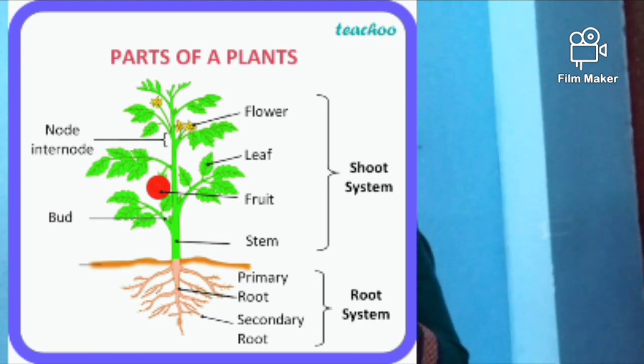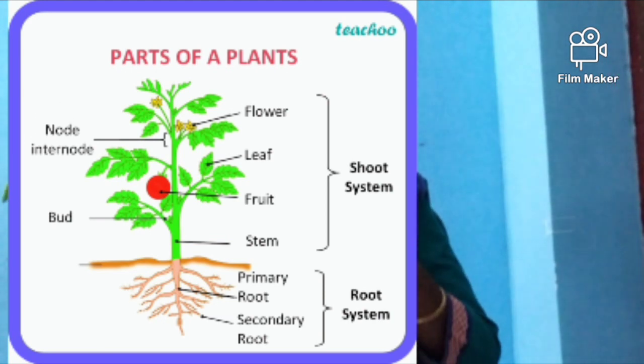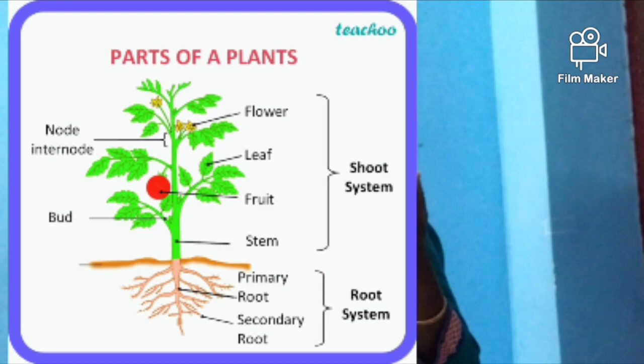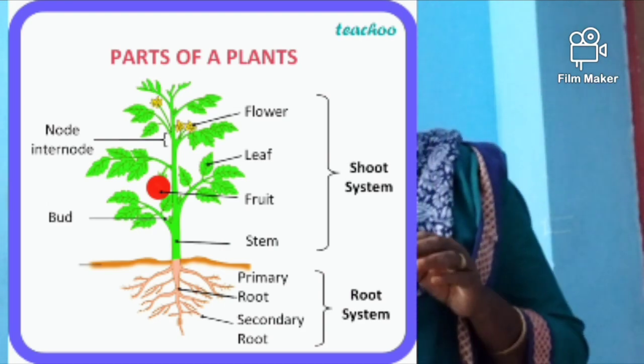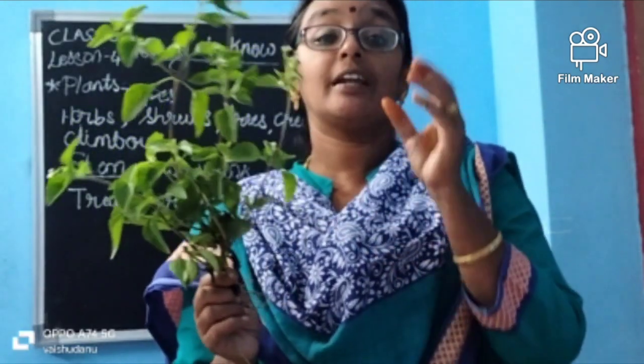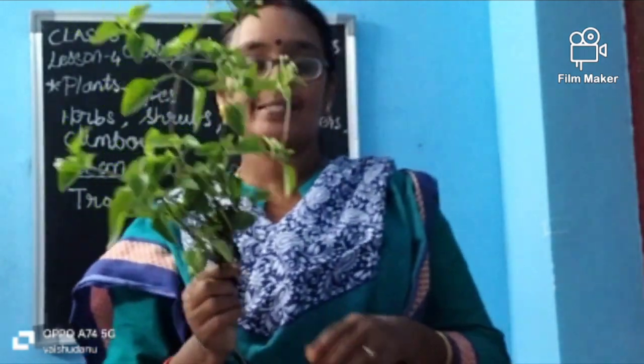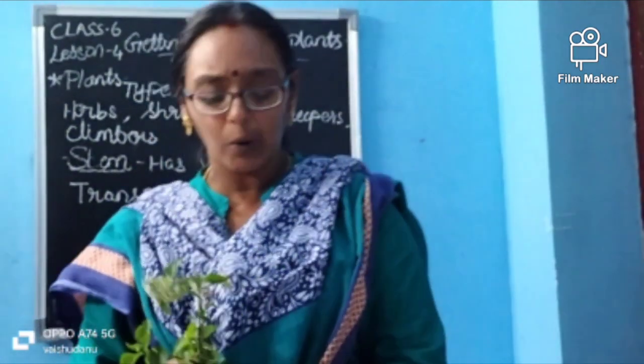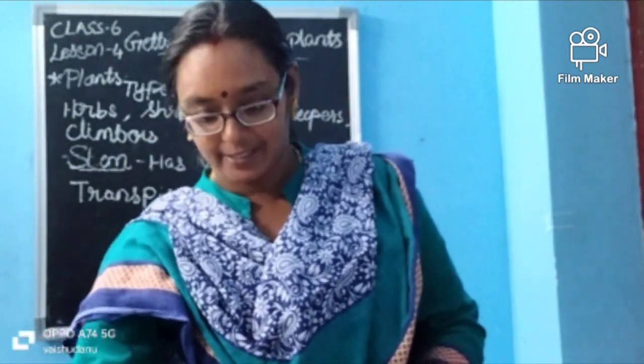Stem, leaf, bud, flowers. Then branches, then fruits. All these can be seen. Now we know much about the plants.